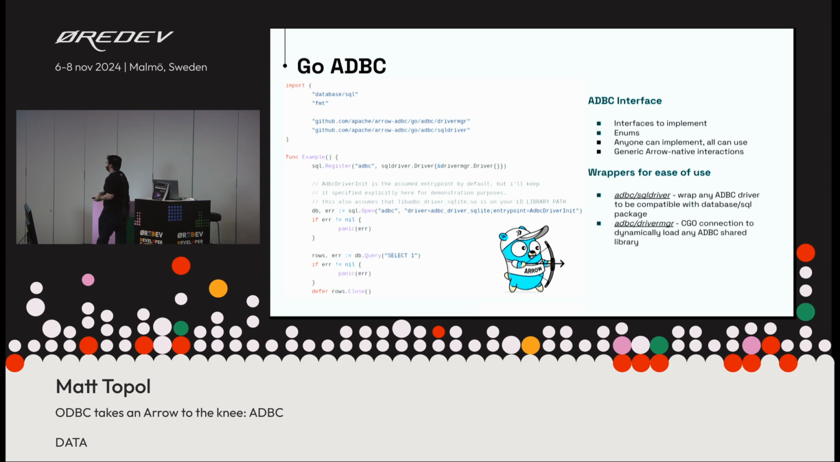And so if you're using ADBC from Go, you can use it with the default standard library SQL package if you want, or you can just use the ADBC interface directly and get Arrow data out straight through it.